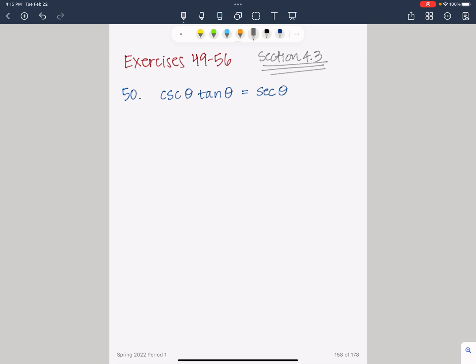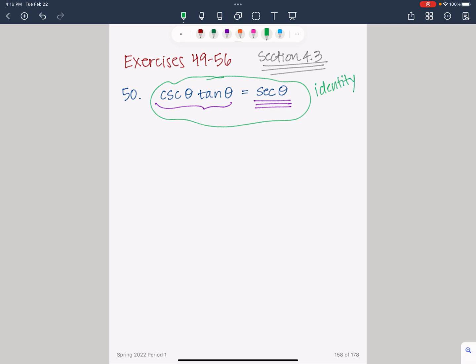So what I'm going to do is I'm going to transform the left-hand side of the equation. I'm going to transform this left-hand side so that it looks exactly like the right-hand side. I'm going to keep the right-hand side fixed, and I'm going to change or transform the left-hand side so that eventually it says secant of theta. And then secant of theta equals secant of theta means that this is truly an identity.